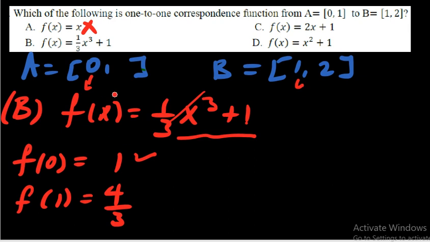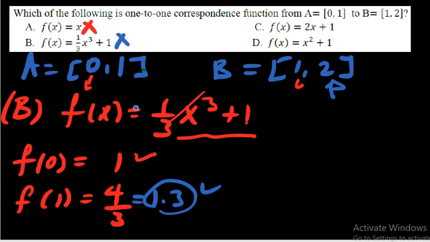What about the maximum outcome when you insert the number 1? When you insert the number 1 in place of x here, 1 cubed is 1. 1 over 3 plus 1 will be 4 over 3, which is nearly 1.3. It is not the same as 2. It should fit with the given range, but it doesn't fit. That means there are numbers left without a pre-image. So the second function also fails to be onto. So it's not a one-to-one correspondence. Let us check the next one.